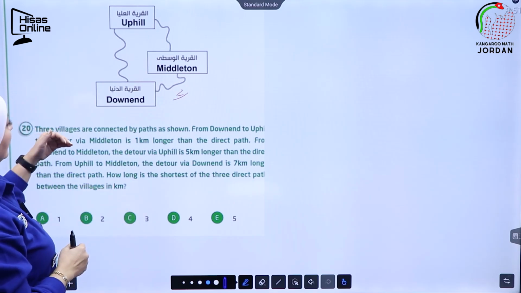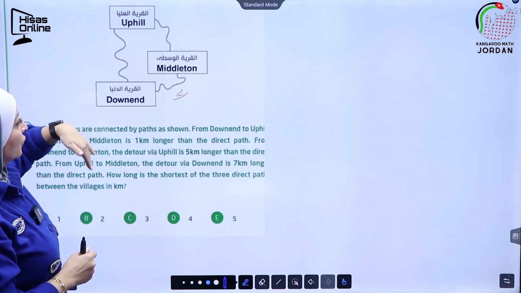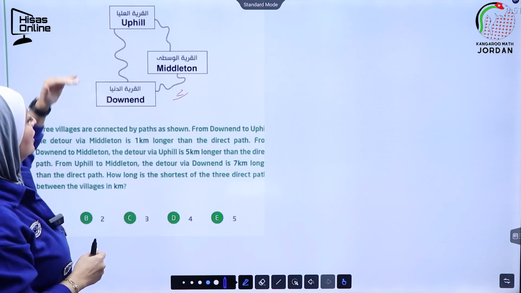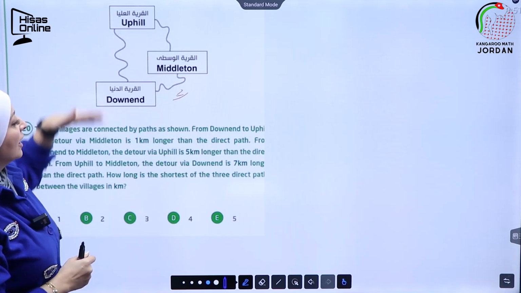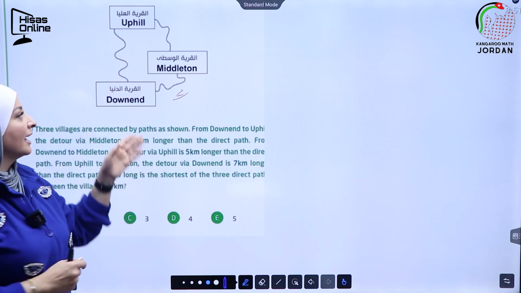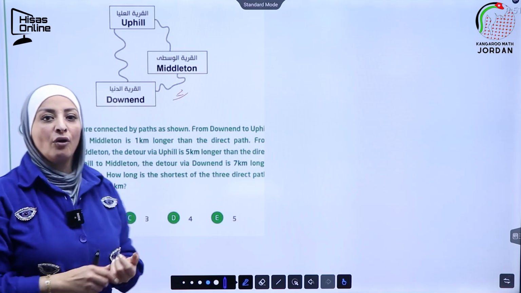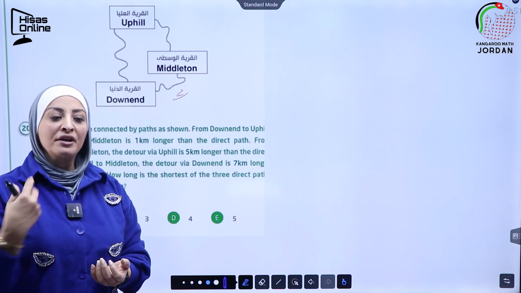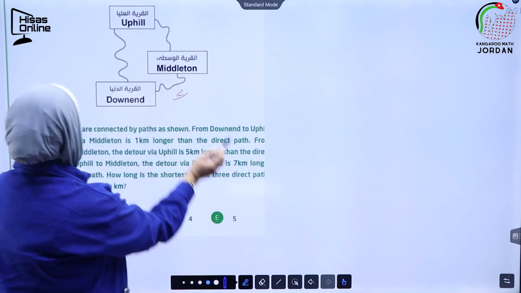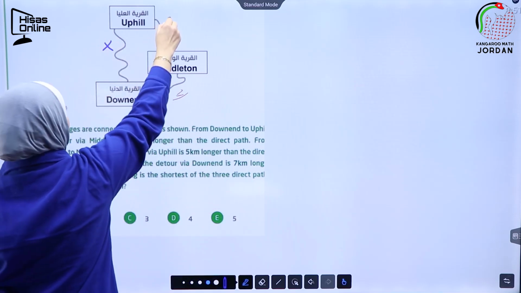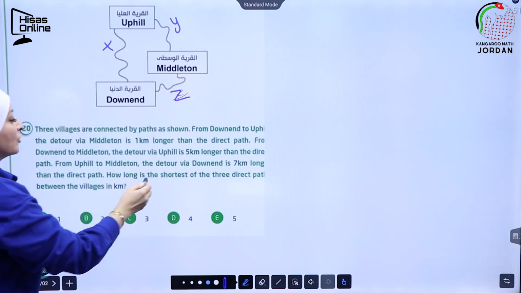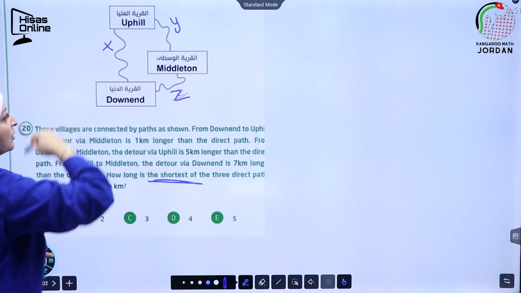They said if you take the direct road between U and D, the up or the downed village, this road, the direct one, is 1 kilometer shorter than the long road. First of all, guys, we will represent each road by a variable. So let's assume that this is X road, this is Y road, this is Z road, because the question asked me to find the shortest path between them all.